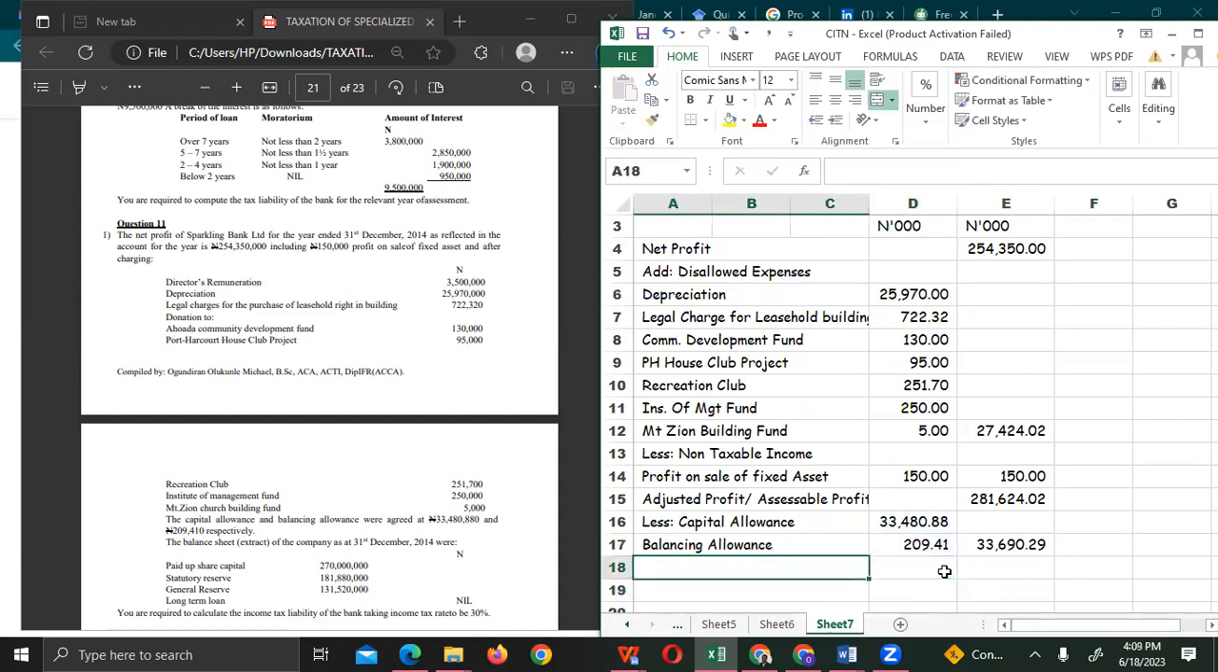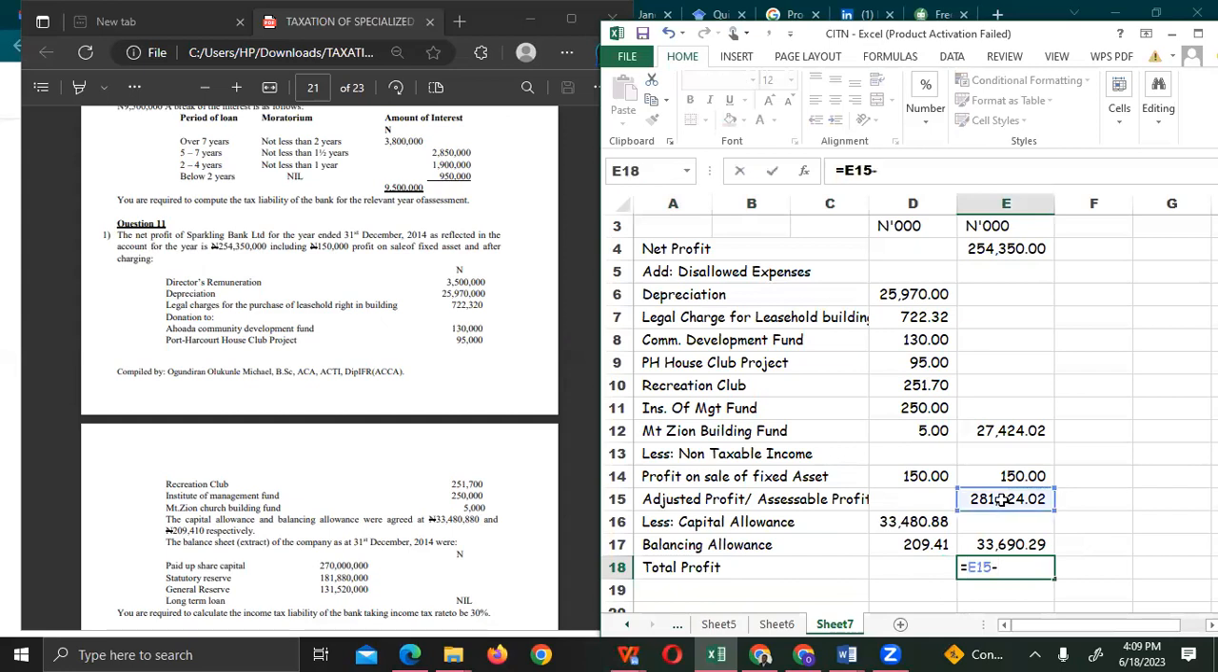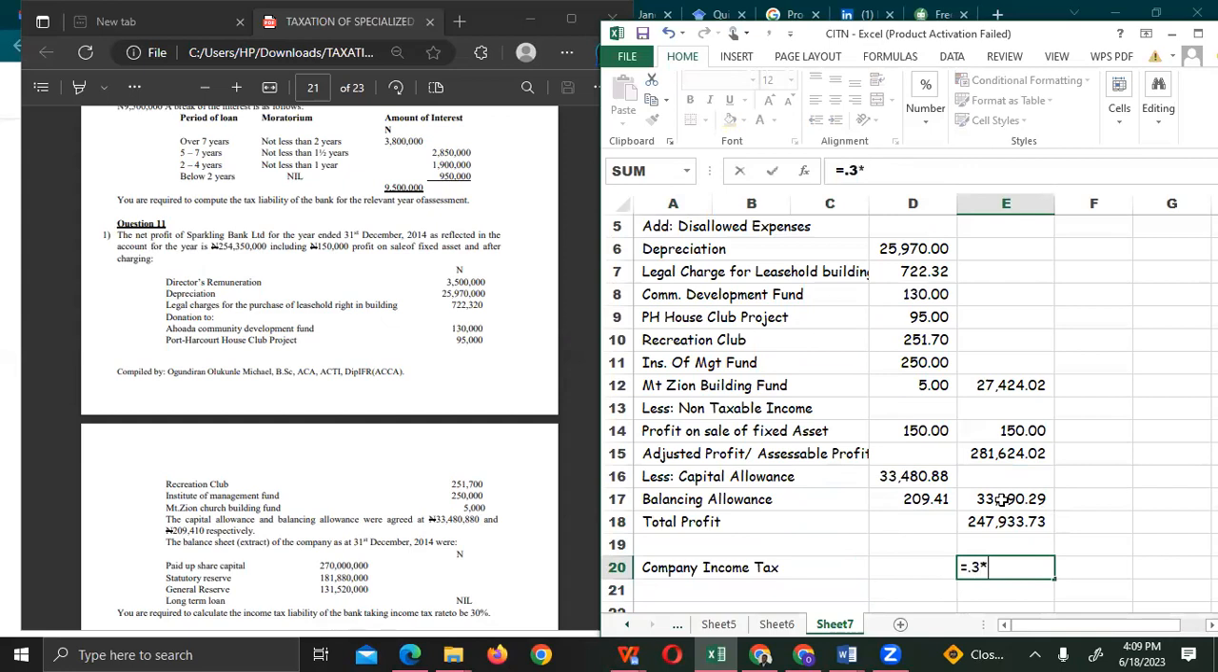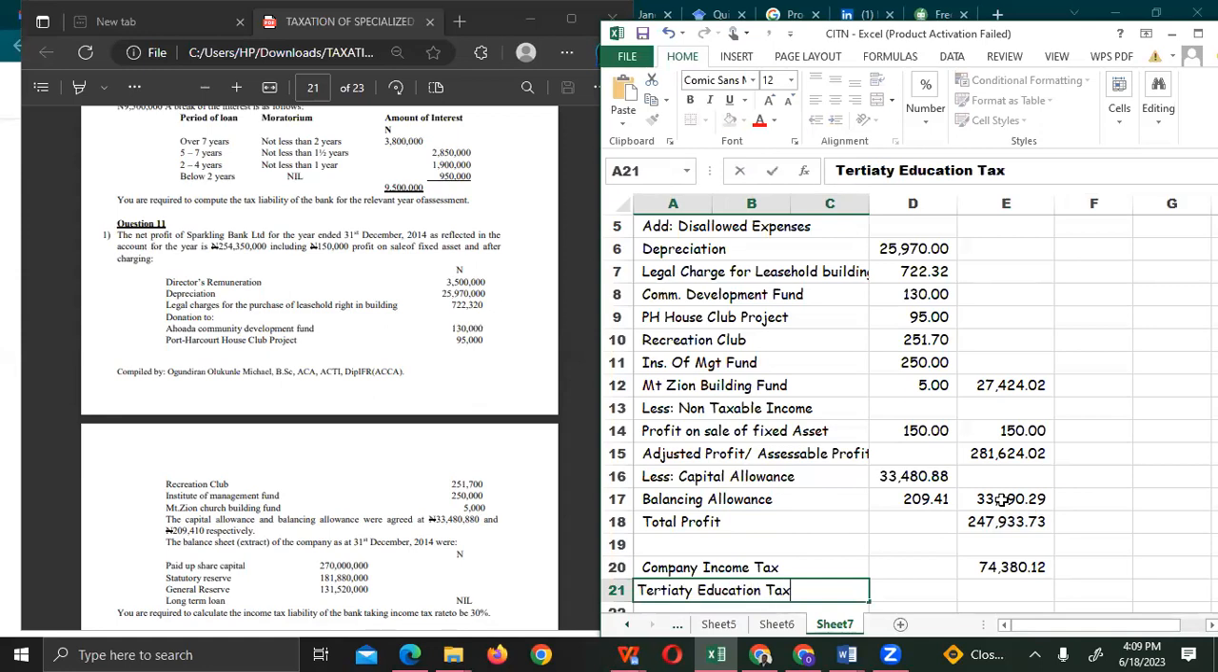All right. Any questions so far? So we have two problems. The profit will just be this. They said we should assume that company income tax. That's 30% times this, and then education tax, that's education tax, to be the total tax charge.